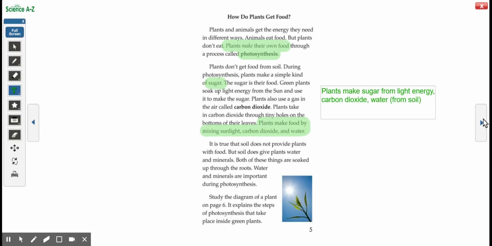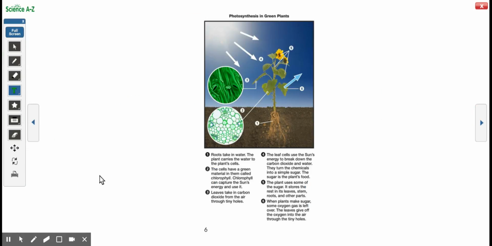Photosynthesis. Not terribly worried that you understand the whole diagram. Just know that basically, roots take in water. Chlorophyll captures the sun energy. Then there's also carbon dioxide. It all becomes sugar.